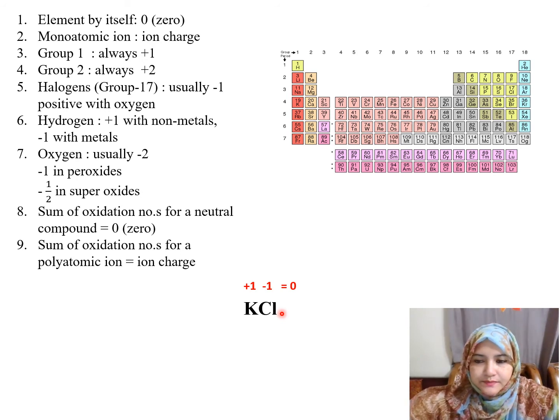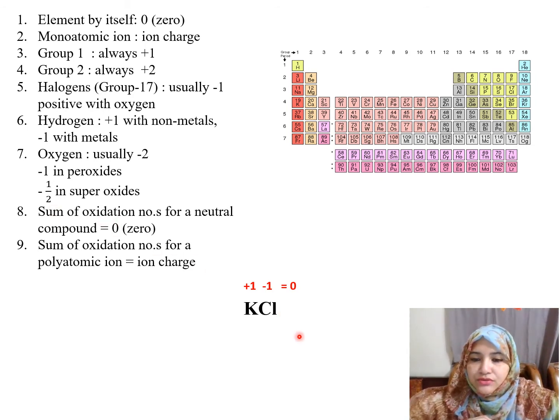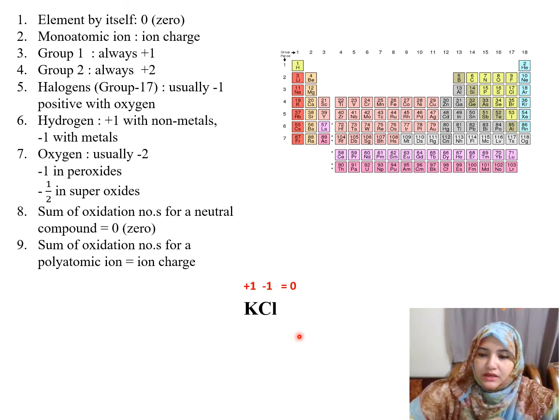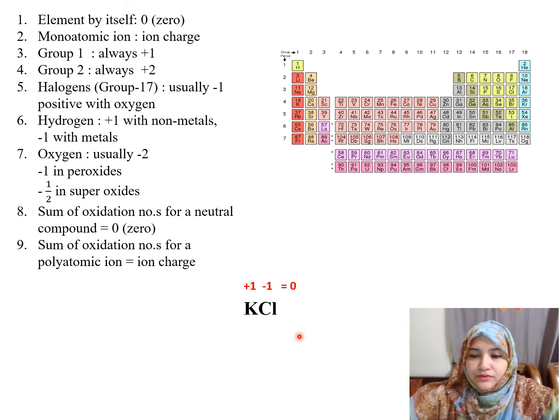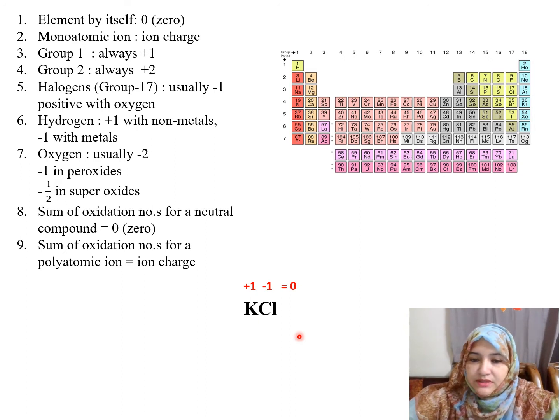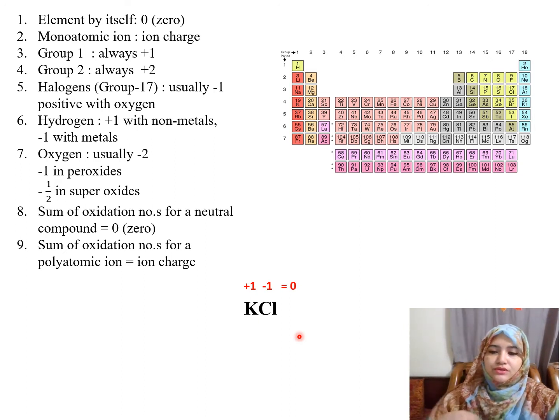This is a very important rule. We will use this rule later on when we do other examples, but for now just keep that in mind. The sum of oxidation numbers for a neutral compound should always equal 0.